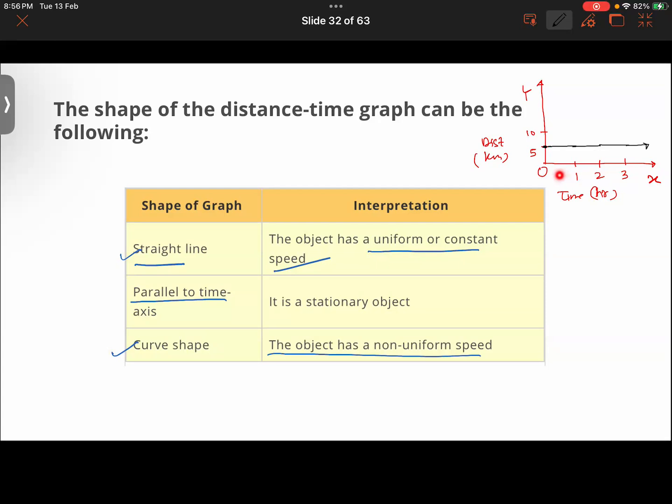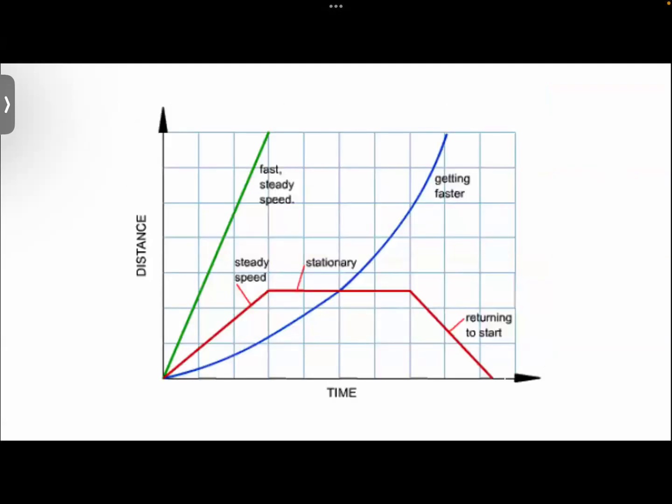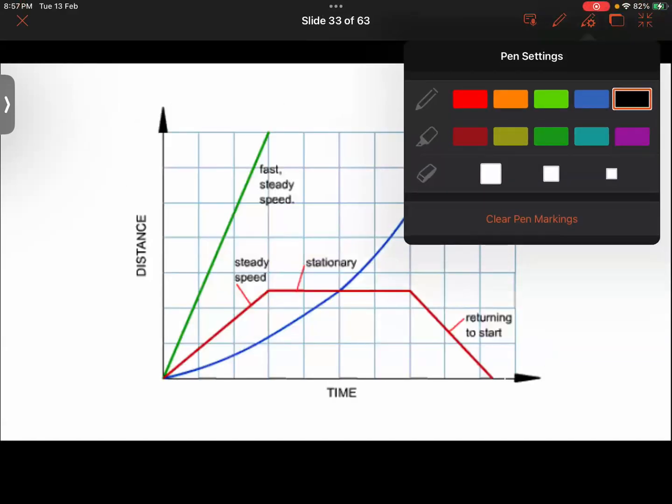Yes, sir. Chakrika, you got it now. So here you have a line parallel to the time axis. Getting it now? So whenever you have a line that is parallel to the time axis, it means that the object is in a state of rest. Is that clear? Yes, sir.